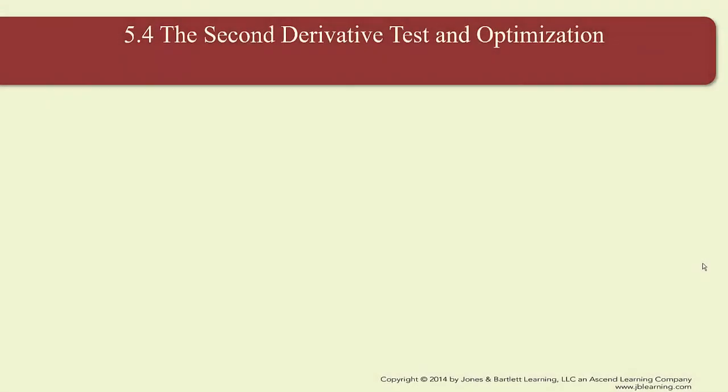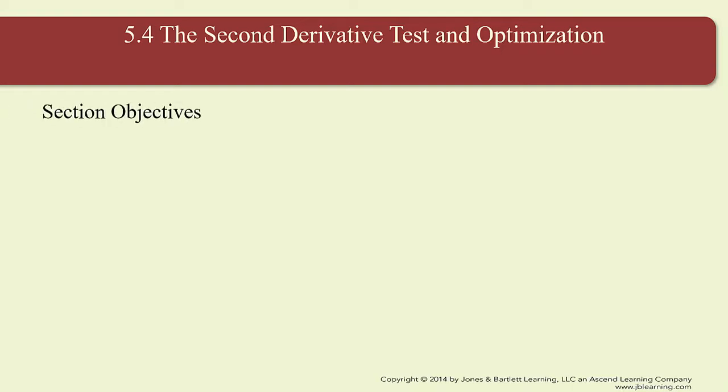All right, folks, here in section 5.4, we're going to utilize the second derivative test in optimization. We've already seen optimization in an earlier section, and that took place on a closed interval. So in section 5.4, we're going to look at optimization on intervals that are not closed.